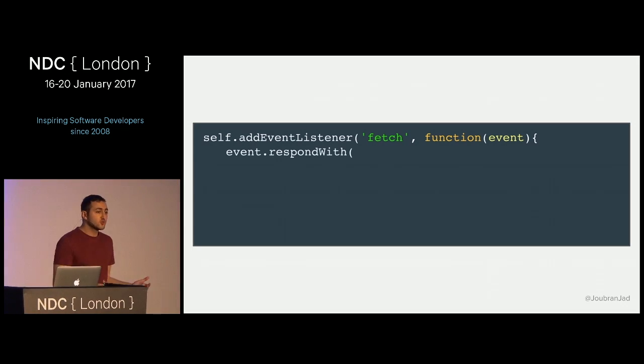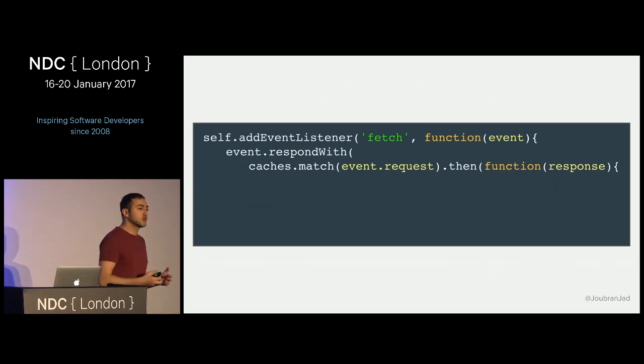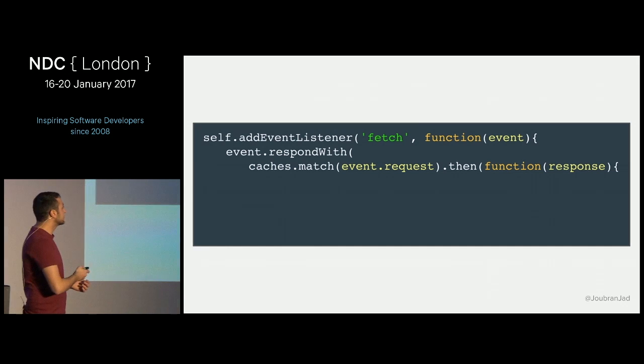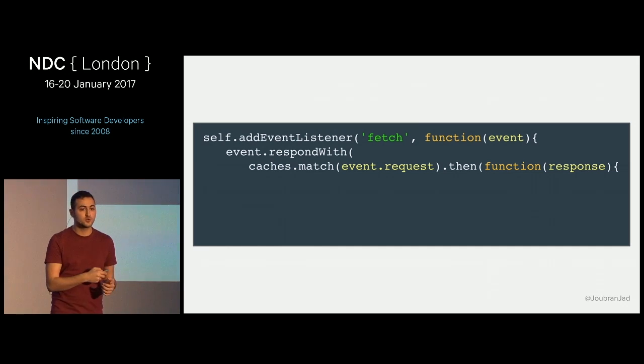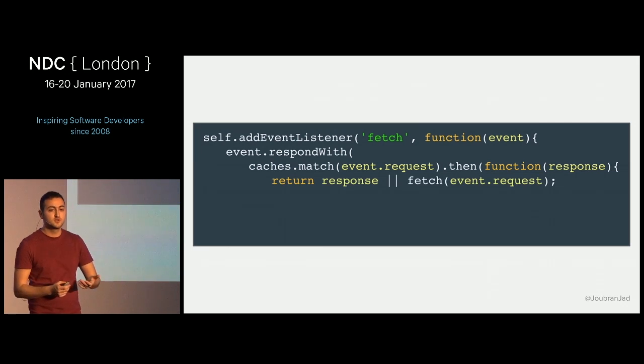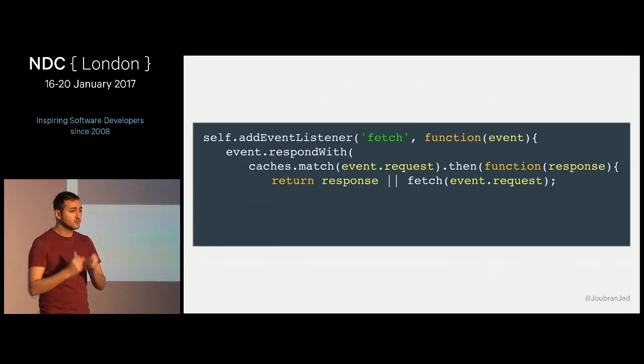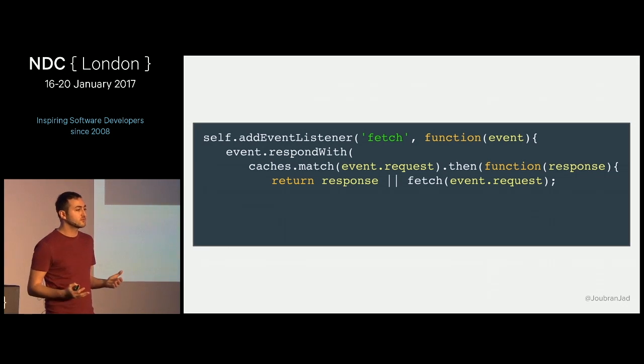So we're going to respond with something. First of all, we try to match this request. So event.request. Do we have an entry for this request in our cache? If we do, then response will have a value. So we will return response. So what happens is if we're requesting, for example, the logo, and we have it in the cache, we're going to return it from the cache. And if we don't, then I'm going to use the fetch API, and I'm going to request it from the network and return it back from the network.